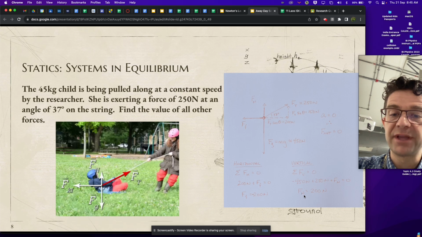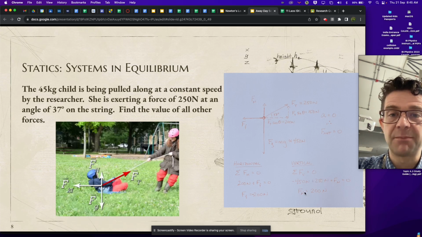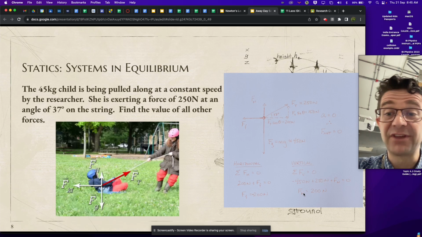So there's a typo here. This is not 200 newtons. It should be 300 newtons upward. We're going to come back to this problem, so that's going to come back again. Sorry about that.